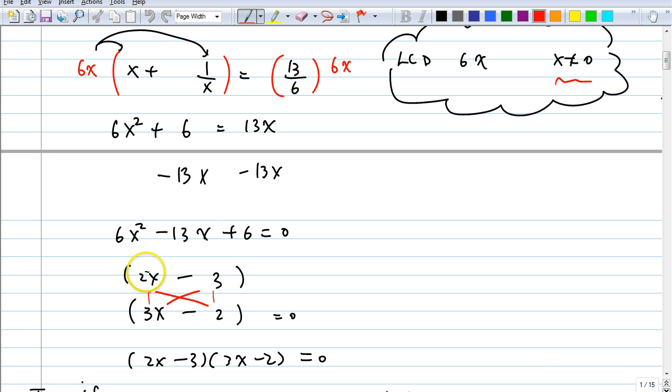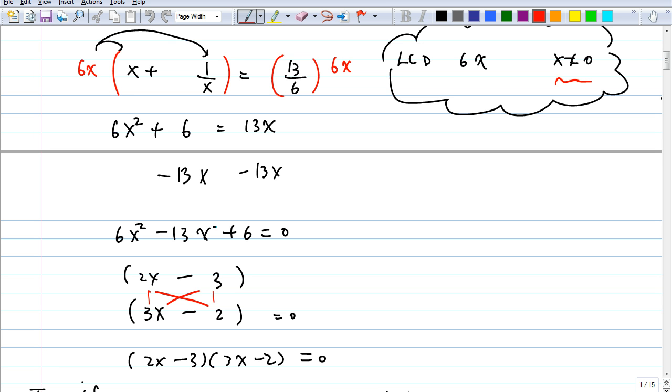Let's verify. What is 2x times 3x, guys? 6x squared. What is negative 3 times negative 2? Positive 6, right? That's the easy part. Let's see whether we get to negative 13. 2x times negative 2, what is that? Negative 4x, right? What is negative 3 times positive 3x? Negative 9x. What is negative 4x plus negative 9x? Negative 13x, right? You see how we have to check, right? Do you see how we go back to all this factoring and so forth?